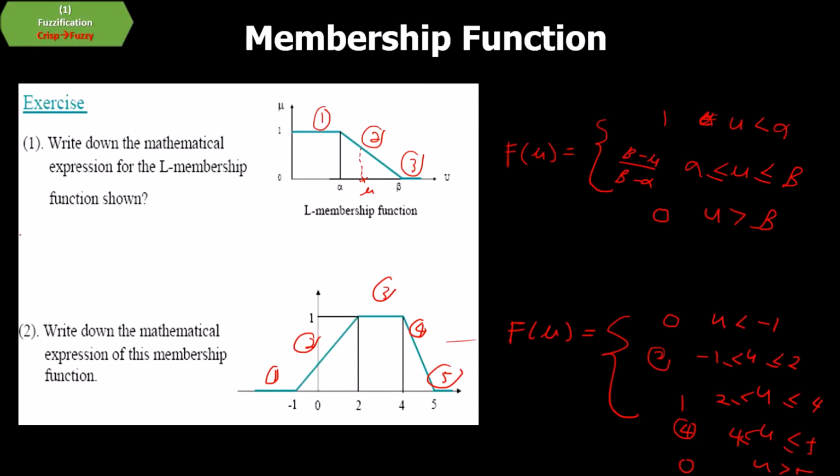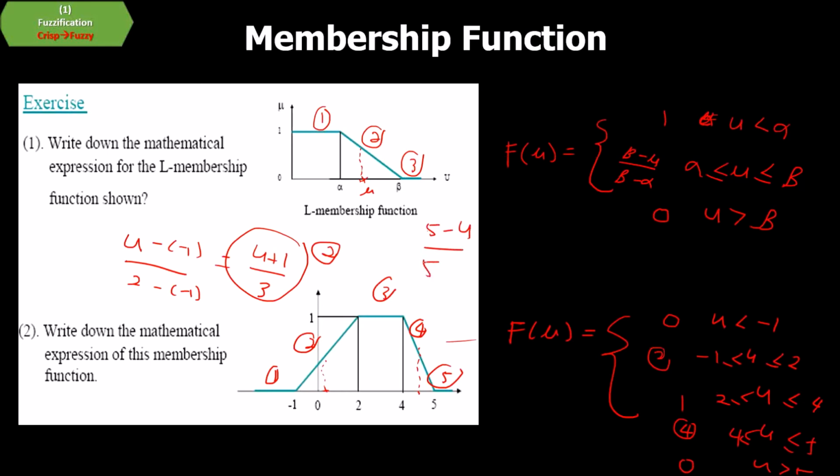For equation number 2, let's see, I do that here. Equation number 2 will be equal to u minus 1 over 2 minus 1, which is u plus 1 over 3. And then finally for equation number 4, if we put the u value here, it means 5 minus u over 5 minus 4, which is 5 minus u over 1. So this is the way you are able to construct every segment function for the given membership function.